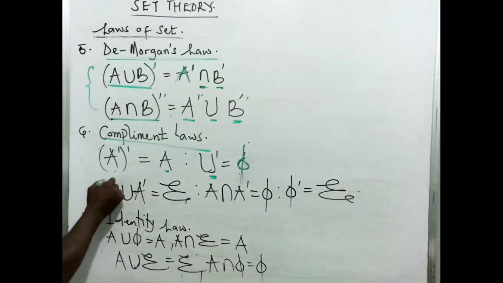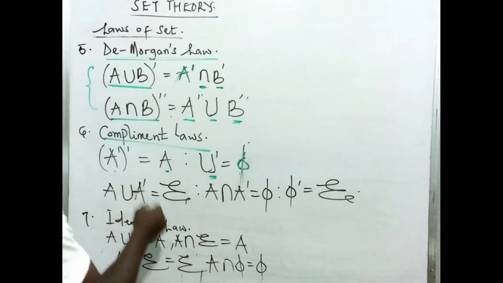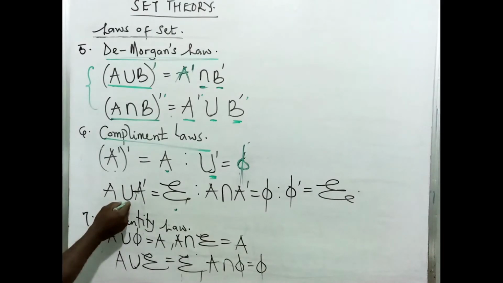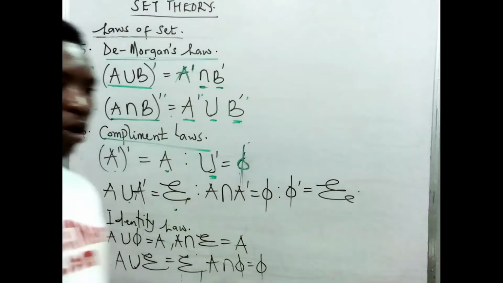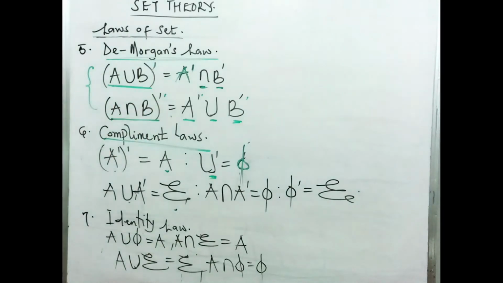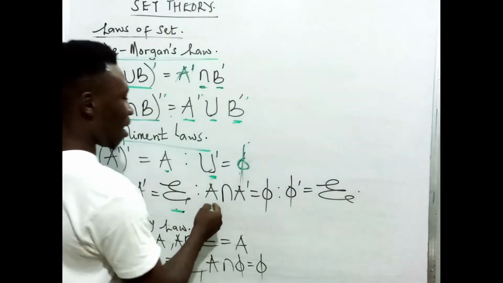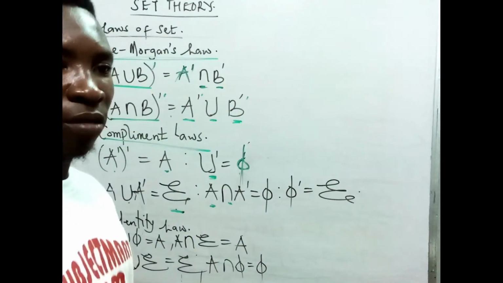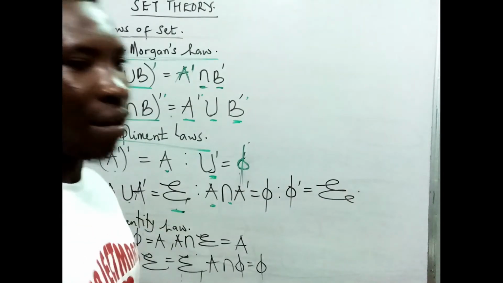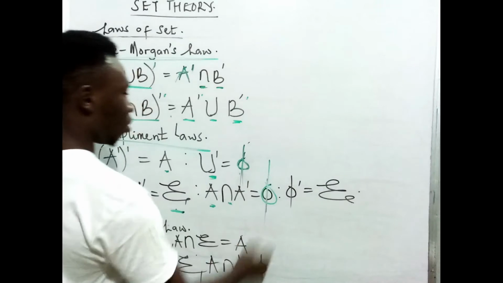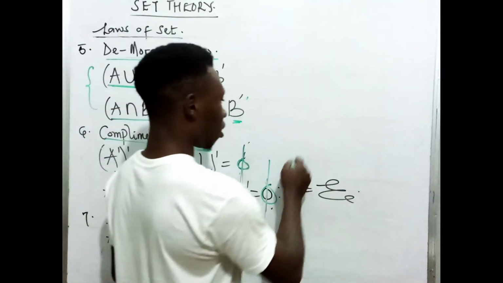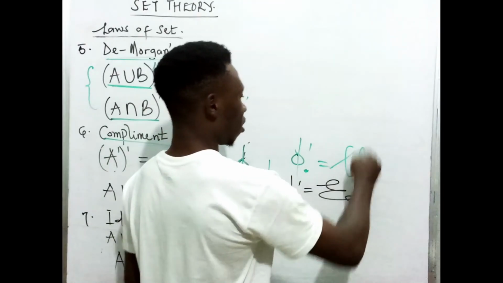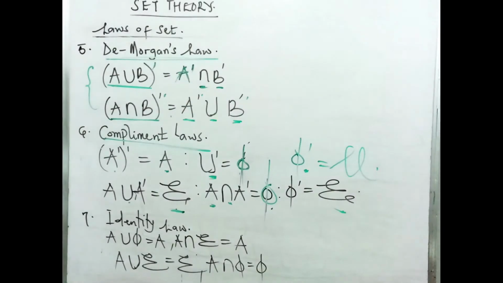So going further, A union A complement is going to give you your universal set. That's the coming together of your complement and the A; both of them coming together will give you your universal set. So A intersection A complement: if you look for what a set and its complement have in common, definitely they have nothing in common, which is an empty set. And the complement of a null set, the complement of an empty set, will give you a universal set.